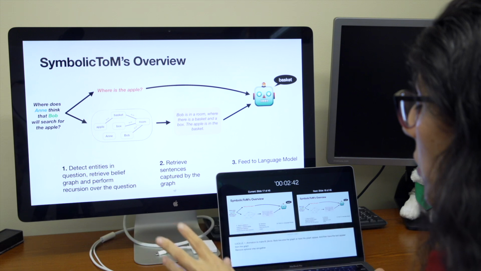An arrow which comes out of the chart points to the text, Bob is in a room, where there is a basket and a box, the apple is in the basket. An arrow which comes away from the text points to the robot icon. Text on the bottom of the display reads, 1. Detect entities in question, 2. Retrieve belief graph and perform. Retrieve sentences captured by the graph. 3. Feed to language model.